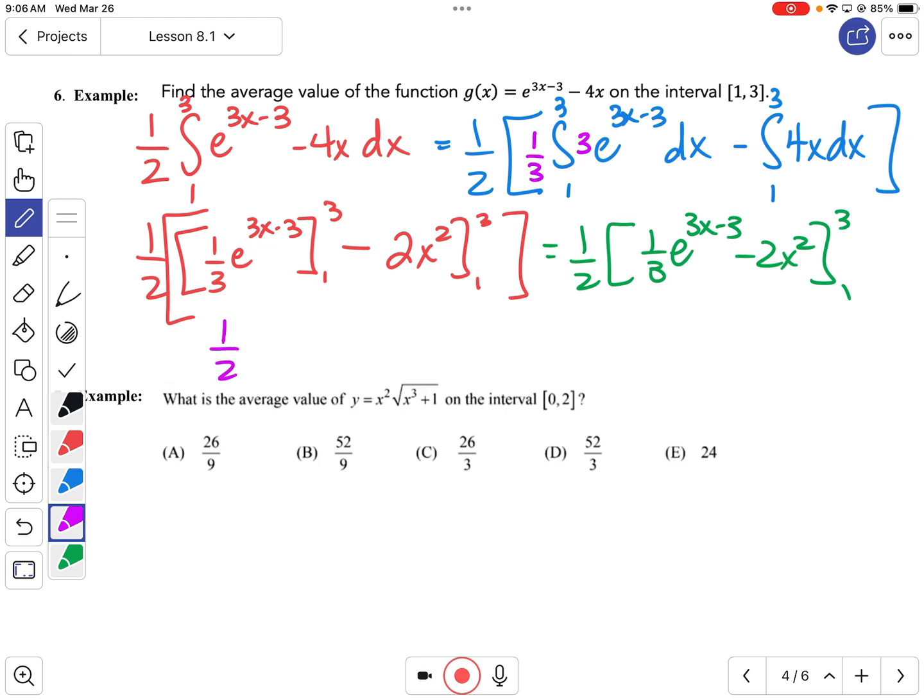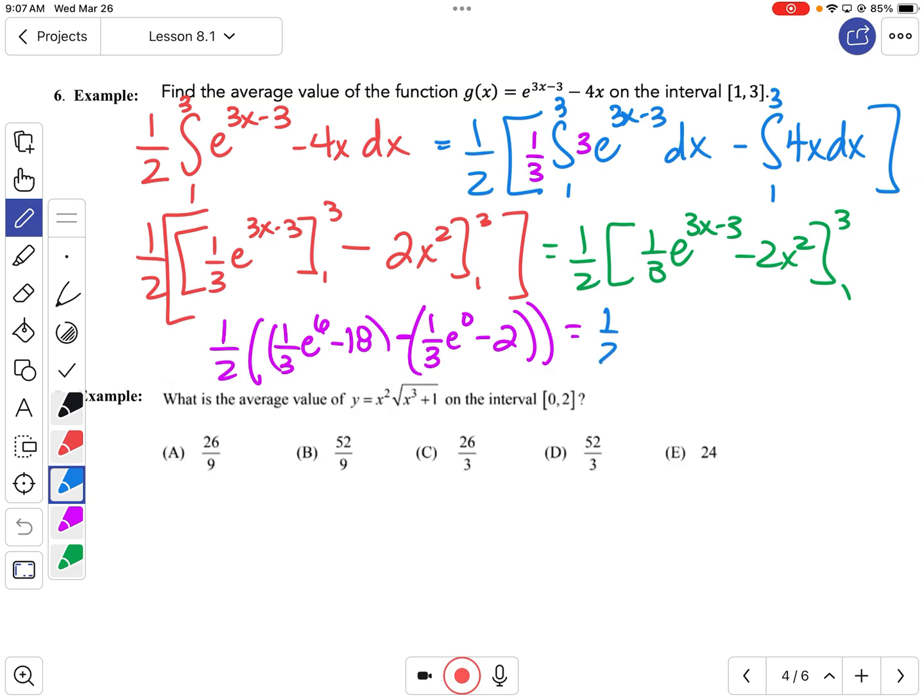So 1/2. Let's see. I would have 1/3 e to the 3 times 3, which is 9, minus 3, so the 6th, minus 2 times 3 squared, so minus 18. Minus, if I plug the 1 in, 1/3 e to the 3 minus 3, which gives me e to the 0, minus 2 times 1 squared, which would be 2. I would definitely use a calculator at this point, or we could just leave it exact.